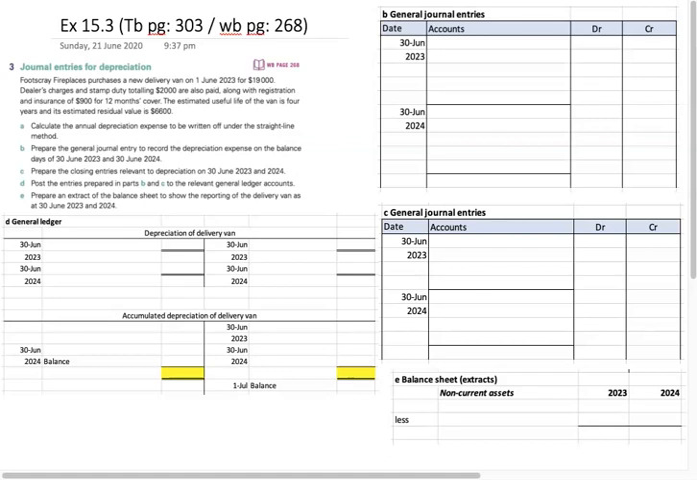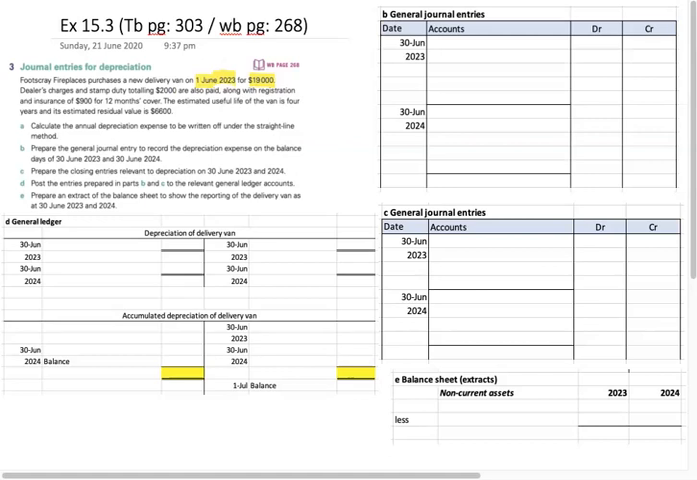Footscray, if we look at our question on our top left, Footscray Fireplaces have purchased a new delivery van and they've purchased on the 1st of June. Dates, very important in depreciation questions, so remember that. They've purchased it for $19,000.